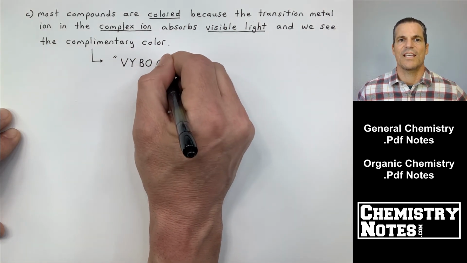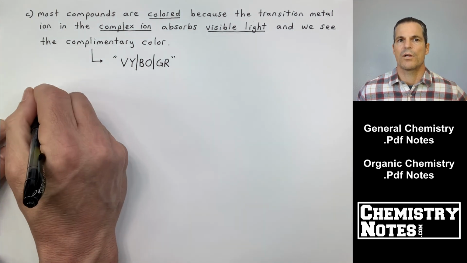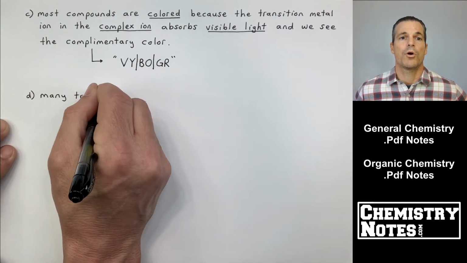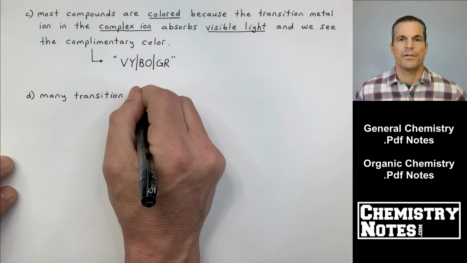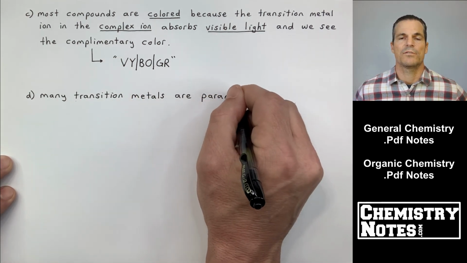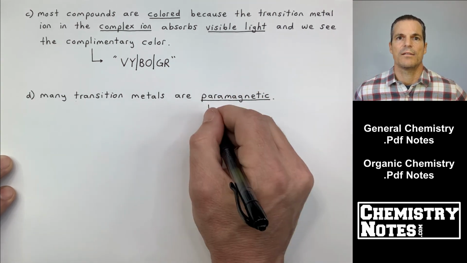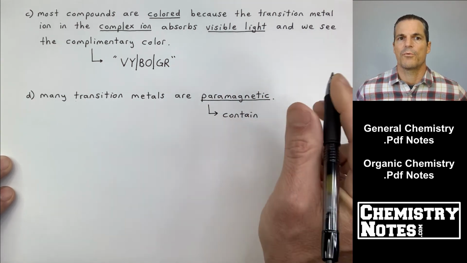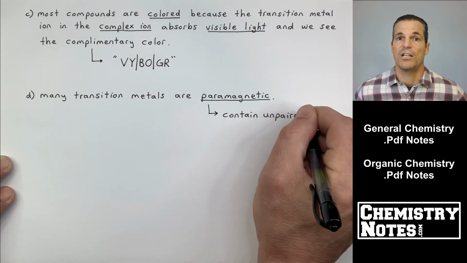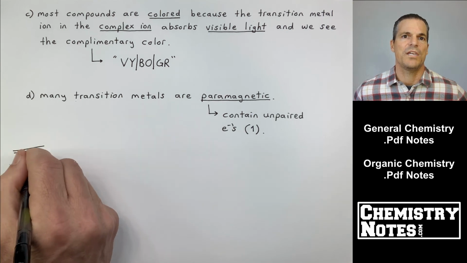I'm going to do the same sketch I gave you in section 7, ROYGBIV. If something absorbs violet light, it appears yellow. If something absorbs blue light, it appears orange. If something absorbs green light, it appears red. And then vice versa for all 3 of those sections. If something absorbs yellow light, it's going to appear violet.